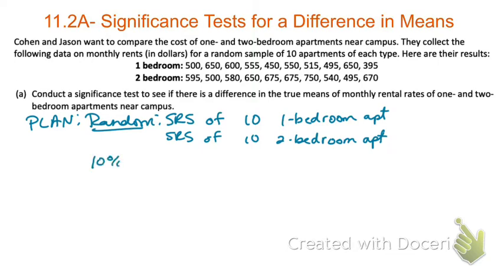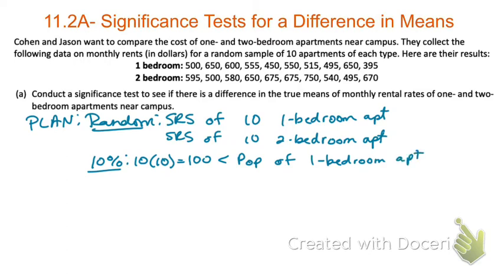10% condition. We're rocking and rolling right now. 10 times 10 is 100. Do you think that 100 is less than the population of 1-bedroom apartments? Yeah, I would think so. Probably a single apartment complex has way more than that. 10 times 10 is 100, which is less than the population of 2-bedroom apartments. All right, we've checked random. We've checked 10%. What's left?